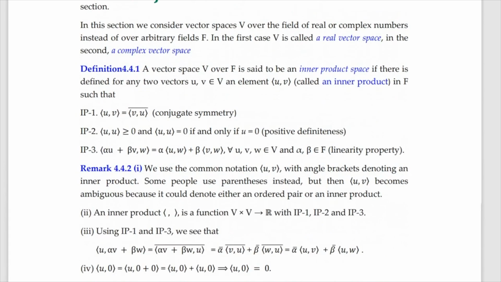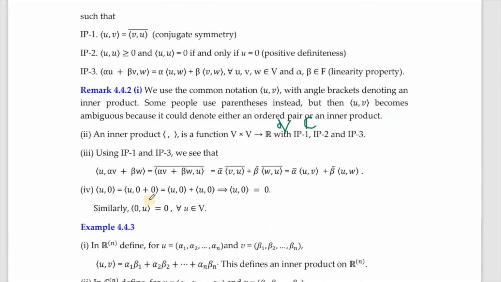We want to make this remark that we use the common notation with angle brackets denoting an inner product, because some people use parentheses instead, but that is reserved for an ordered pair, so we use the angle bracket. An inner product which we denote in this way is basically a function from V cross V to R, or it can be C also. As we have described earlier, our F can be either R or C. Mostly we will be dealing with the real numbers, so it is mentioned in this way.